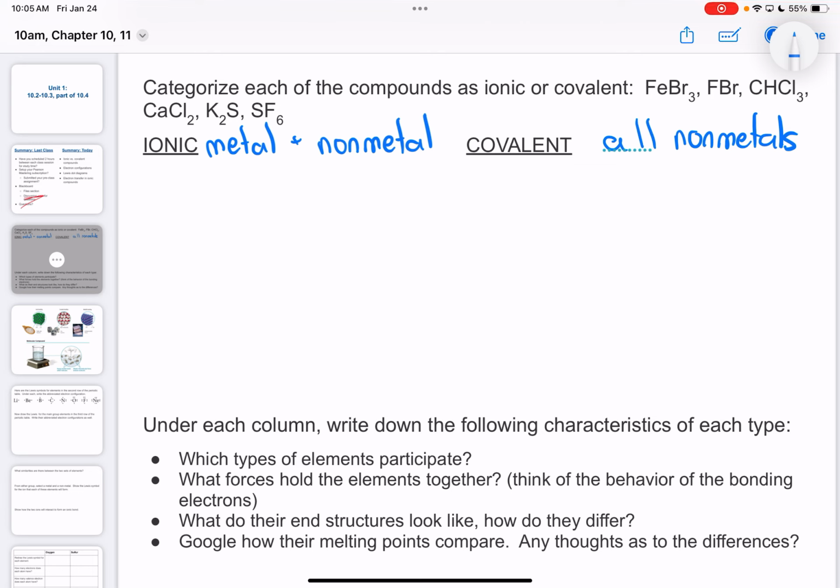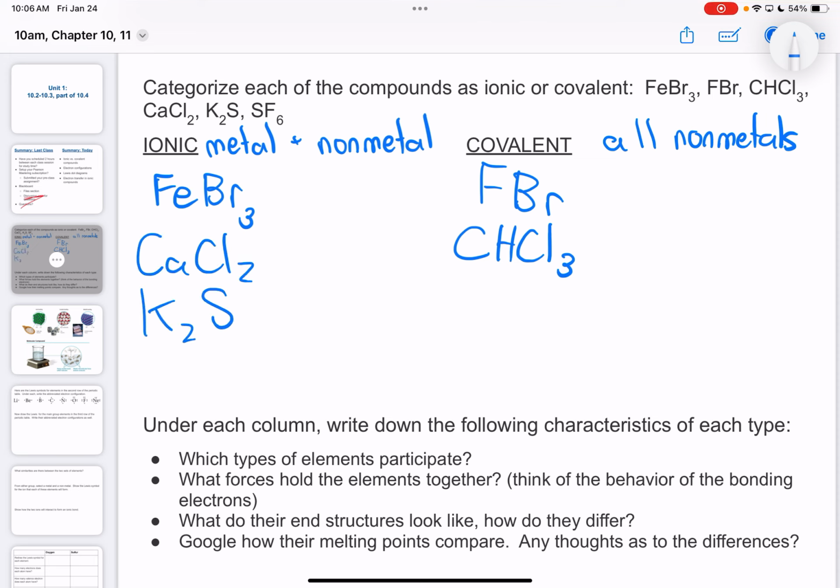So there's your first hint if you need it. Okay, if you had to Google it, first thing that should have come up is an ionic compound is a metal and a nonmetal. Covalent compounds are all nonmetals. How do you tell the difference?